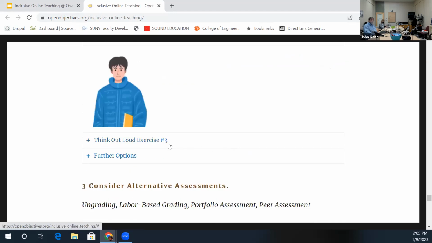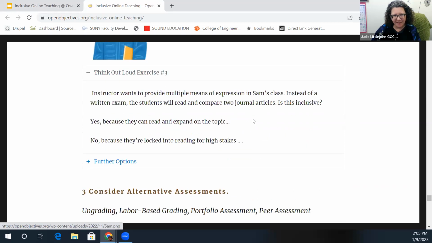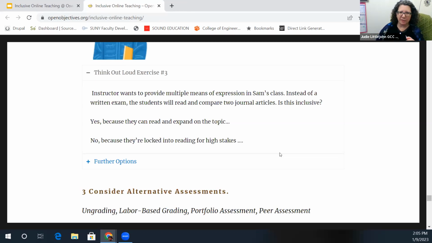And look, it's Sam. I know somehow Sarah got left out of the exercises, but this one's a little bit trickier. This is the last one. So Sam's instructor wants to provide multiple means of expression in Sam's class. So instead of a written exam, the students are going to be required to read and compare two journal articles. How they're going to compare it is open, but they're starting with these two journal articles. Is this inclusive?